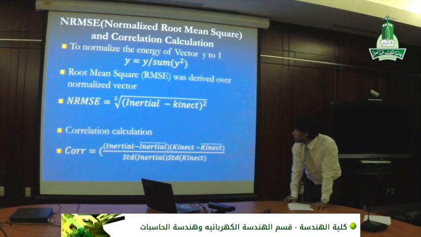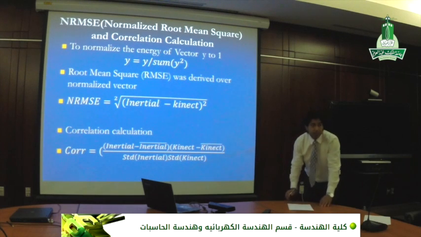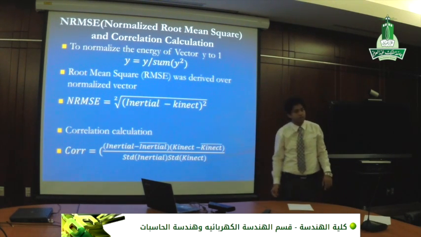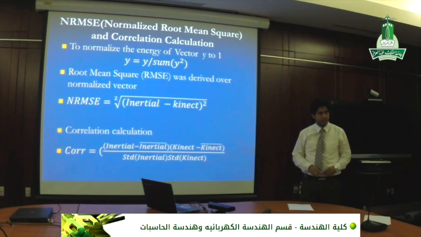By the way, this first equation does not make any sense. What is this equation? This equation we use to normalize the energy of the vector to 1, and then use the normalized vector.